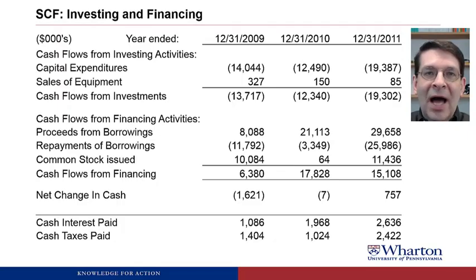So we see a lot of cash flow from debt issuances, and we see some cash flow from a couple of equity issuances. So they're financing themselves with both debt and equity.